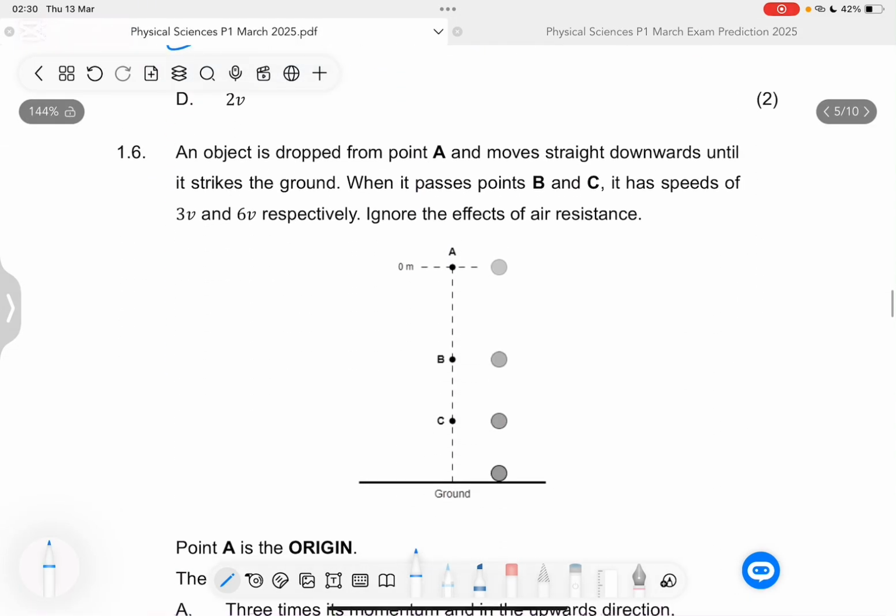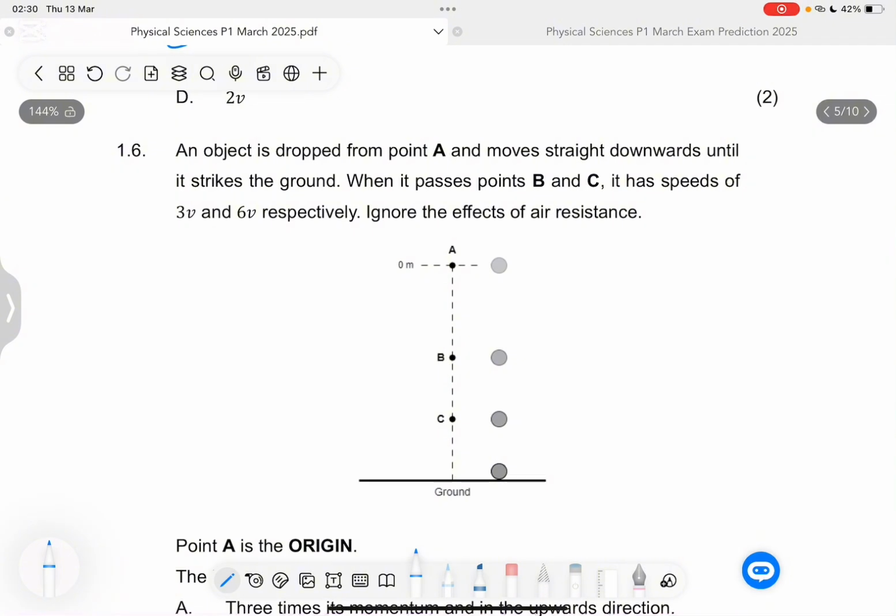If we continue and look at question 1.6, we are told that an object is dropped from point A and moves straight downwards until it strikes the ground. When it passes points B and C, it has speeds of 3v and 6v respectively. Ignore the effects of air resistance.